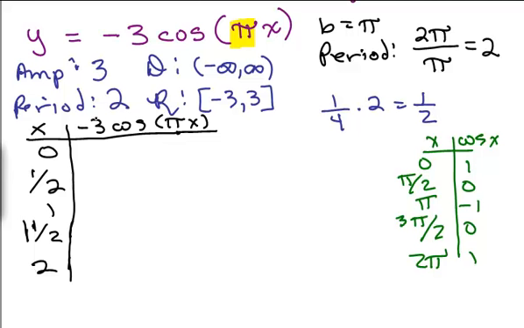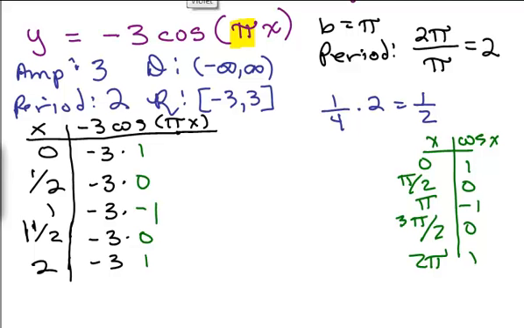Now, this -3, how does that affect it? Remember, you're going to have to do -3 times these usual y coordinates over here, which are 1, 0, -1, 0, and 1. So my y coordinates are -3, 0, 3, 0, -3, and now hopefully you can see the range does go between -3 and 3, which I had up here.